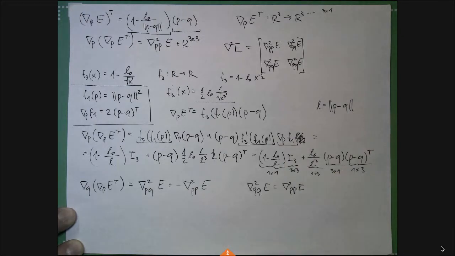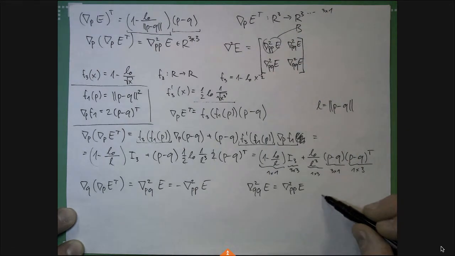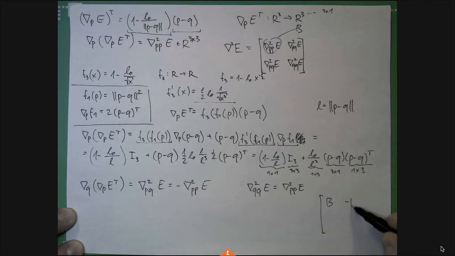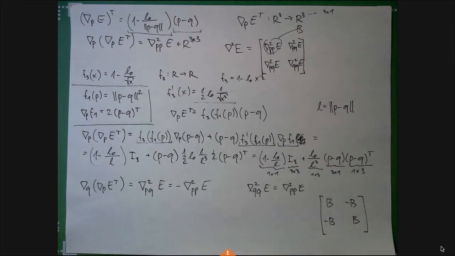So actually the block form of the Hessian, if this is my block B, is super simple because it's just B, B, B, B, okay? So basically the same block repeated 4 times, and the off-diagonal ones are multiplied by -1. So that's the Hessian of a single spring. That's basically the end of the story, as far as the derivatives are concerned.